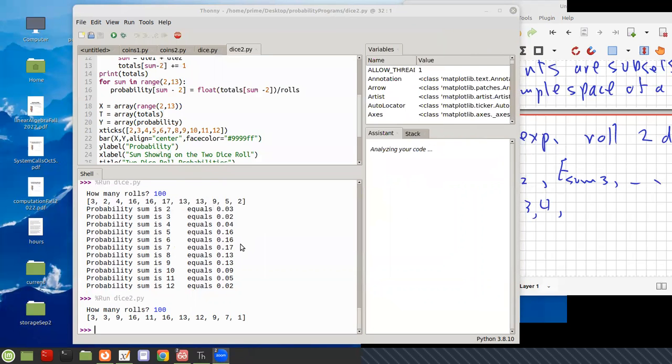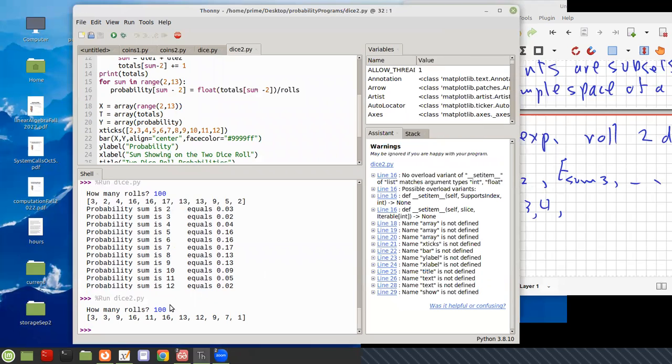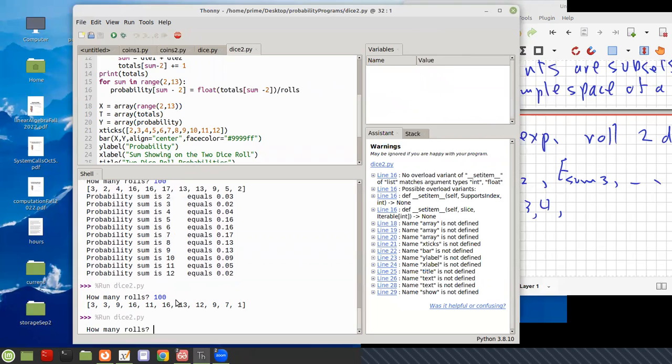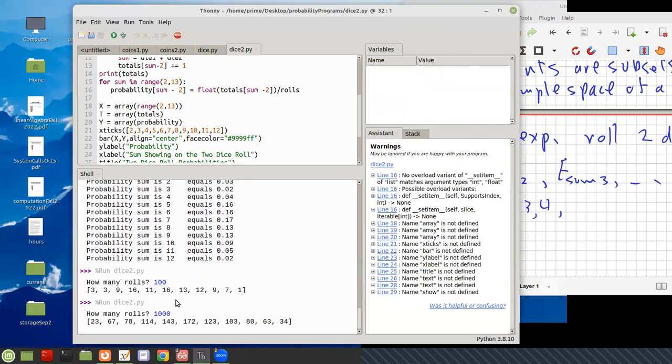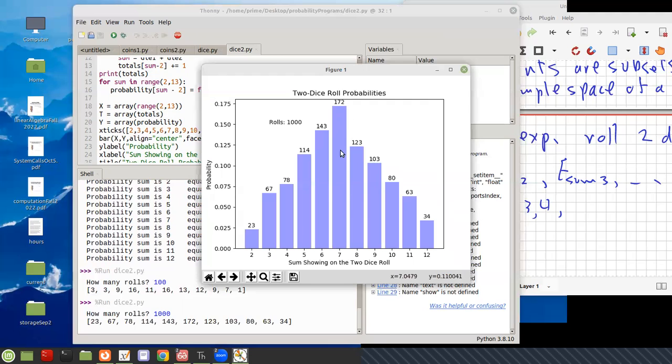And then let's try doing it with more rolls. Let's run it again. How many rolls? Let's do 1,000. Here you can begin to see that we're getting a pattern where the 2 and the 12 are less likely and the 7 is the most likely. So it's beginning to fill out a pattern. One of our goals would be for this experiment to understand why this occurs. Why is it that the 7 is most likely to occur? And what do we mean by these probabilities?